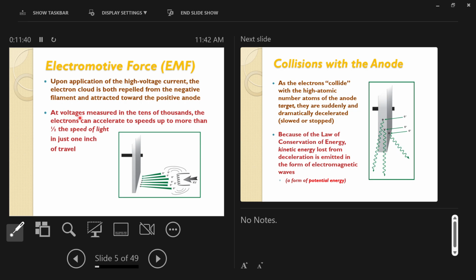We use voltages measured in tens of thousands, and with that much voltage, we can make electrons move extremely fast, something close to about half the speed of light. And I don't know if you know much about light speed, but we don't move anywhere close to that, even with our fastest anything that we have, okay? But electrons moving through a circuit at extremely high voltage can move very fast. 50% of C or more. C is the speed of light.